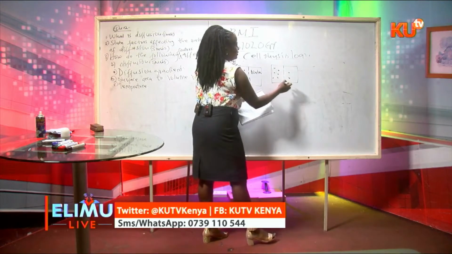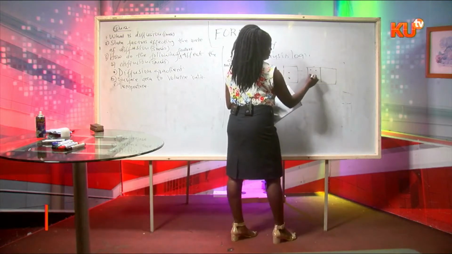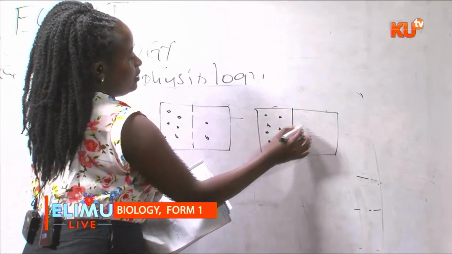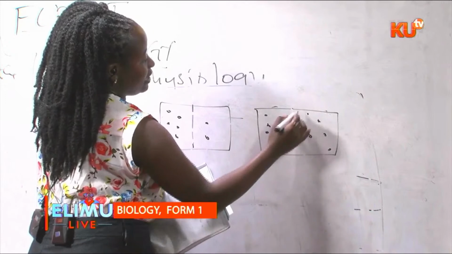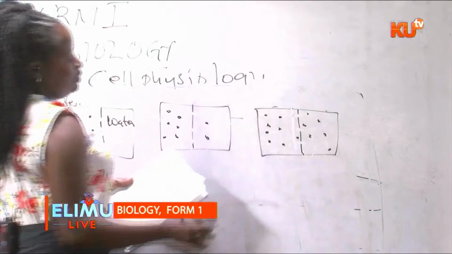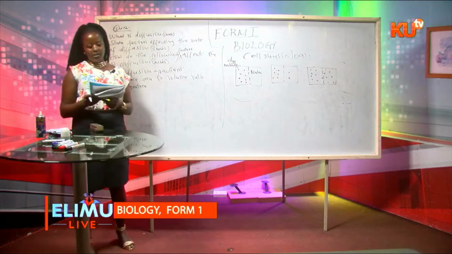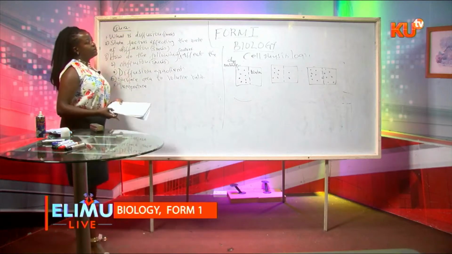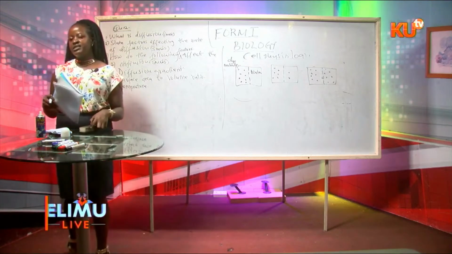Lastly, the dye molecules will become distributed equally on both sides. So with this illustration, you can be asked, name the physiological process.